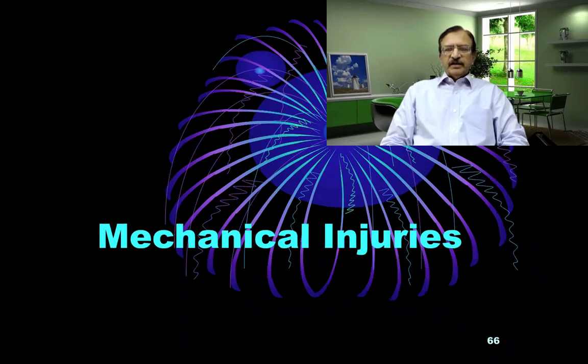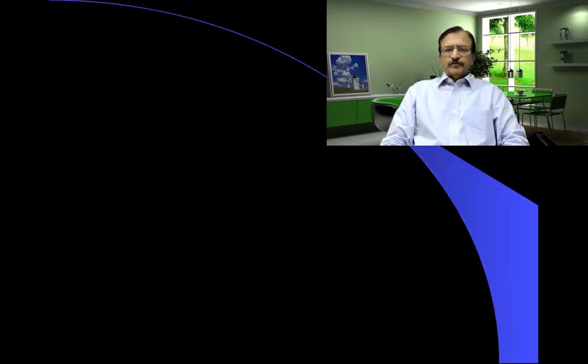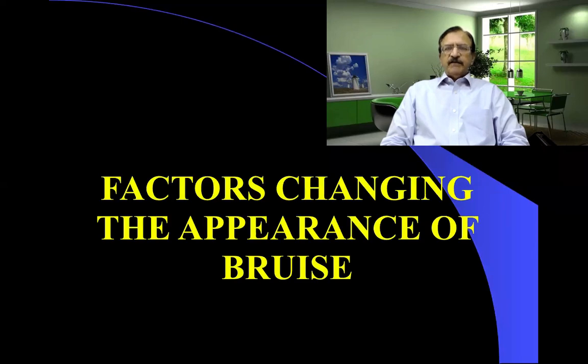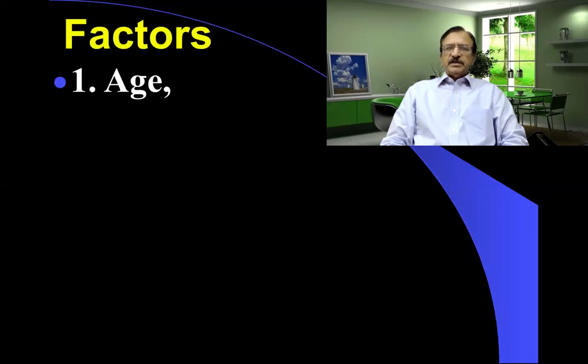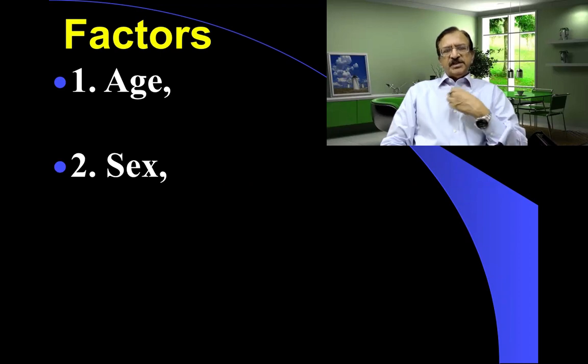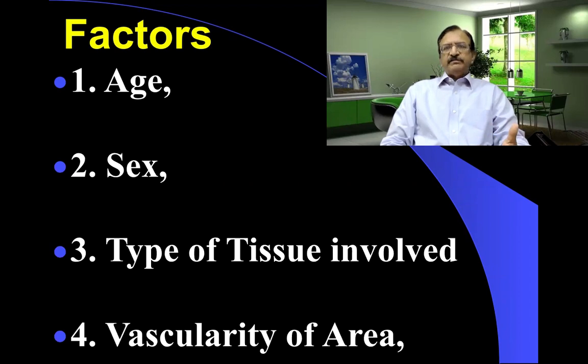We are discussing mechanical injuries, and this is lecture number 8 on mechanical injuries, and we are discussing the contusion. These are the injuries which are caused by blunt weapons. And this is the second lecture on contusion. In this lecture, I will be discussing the factors which are responsible for change in appearance of the bruise or contusion. And these factors are the age factor of the individual, the sex of the individual, the type of tissue involved, and vascularity of the area.